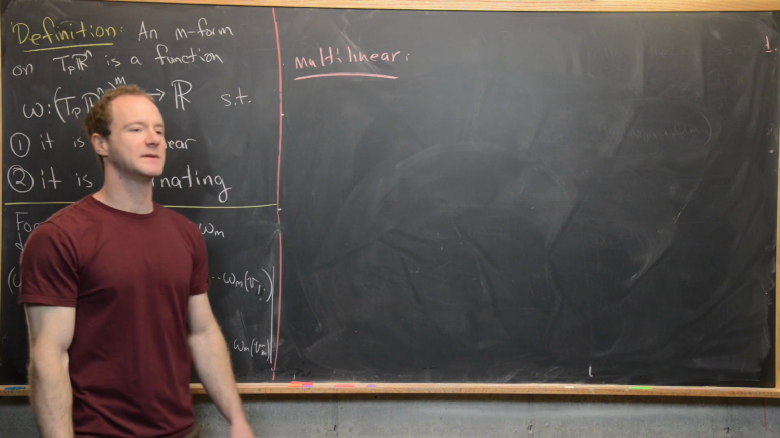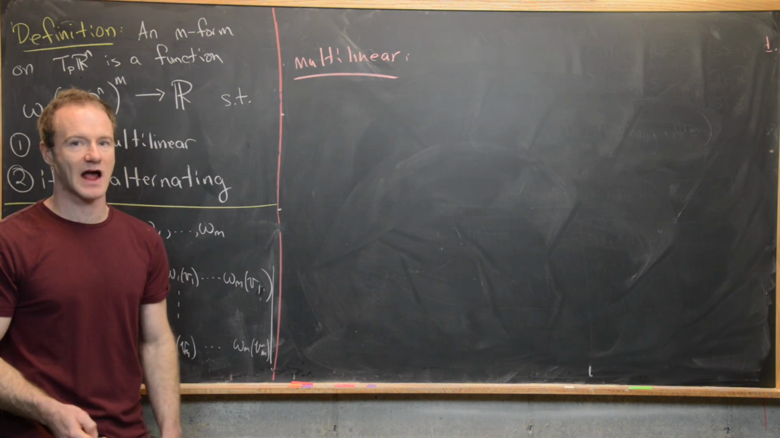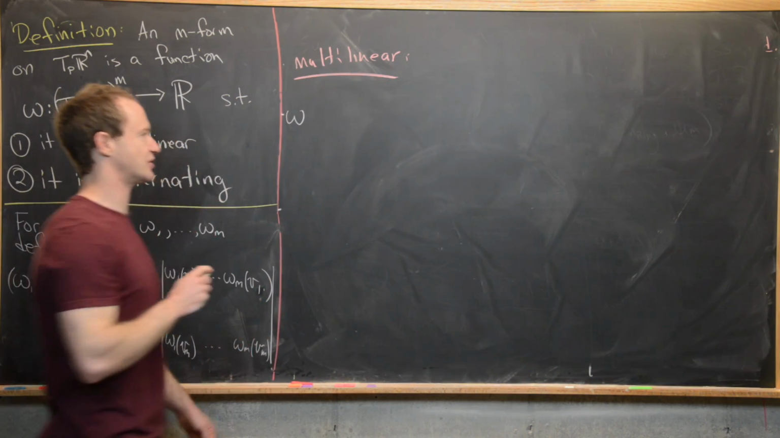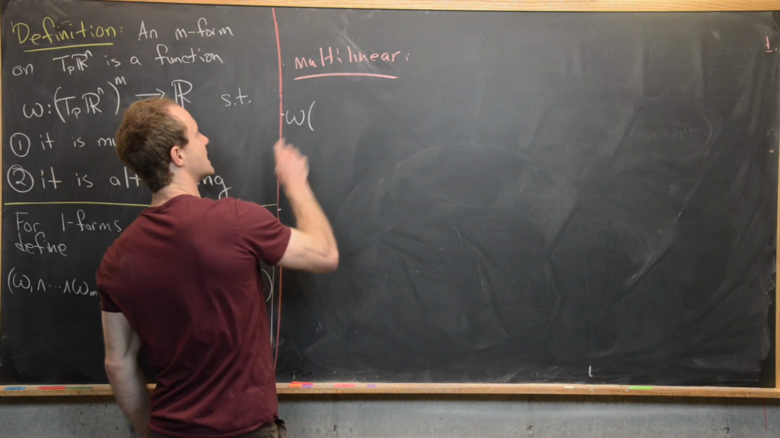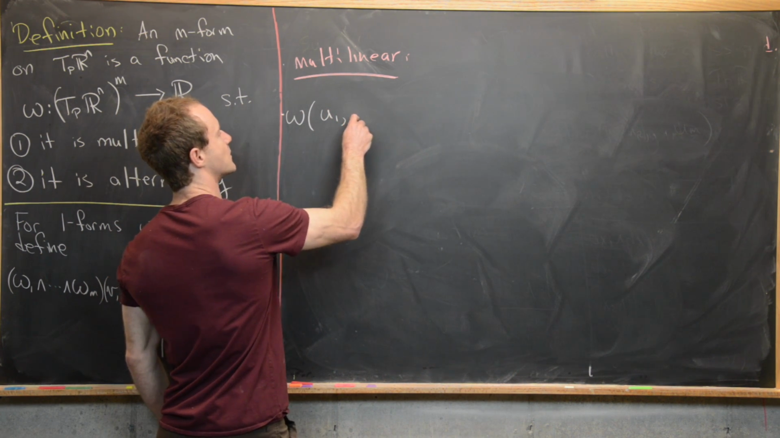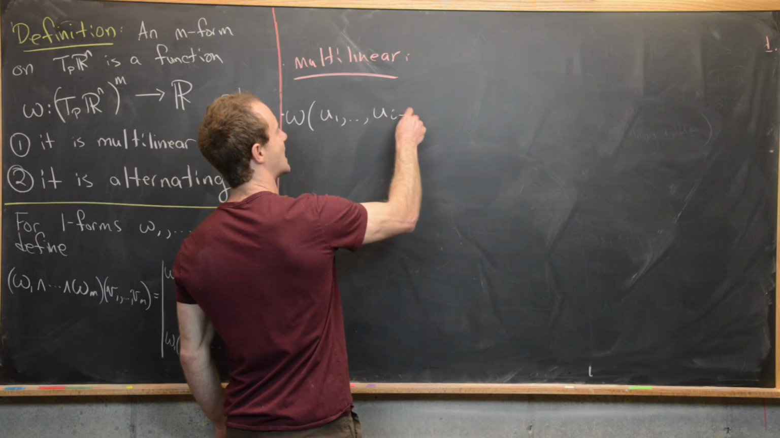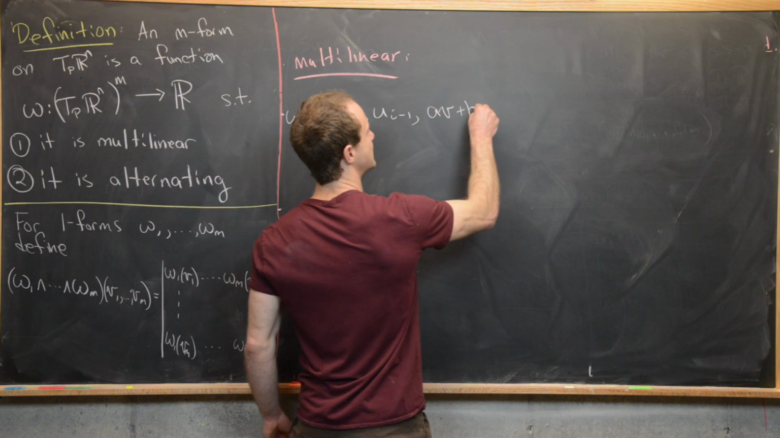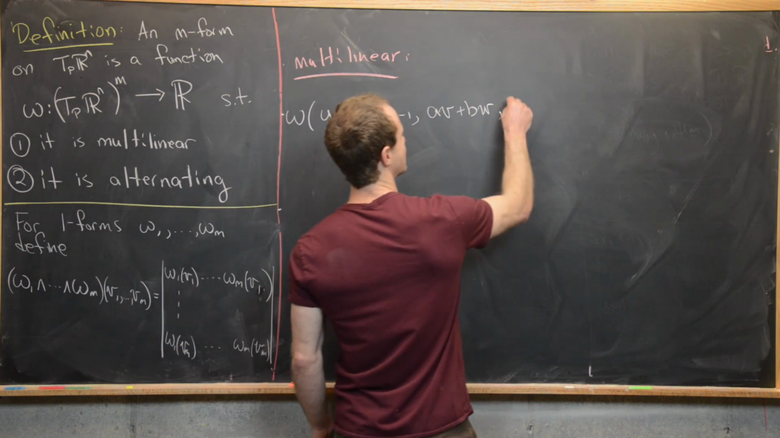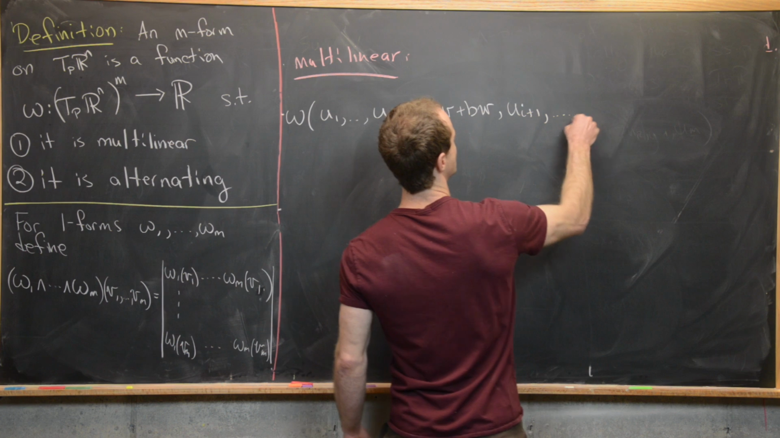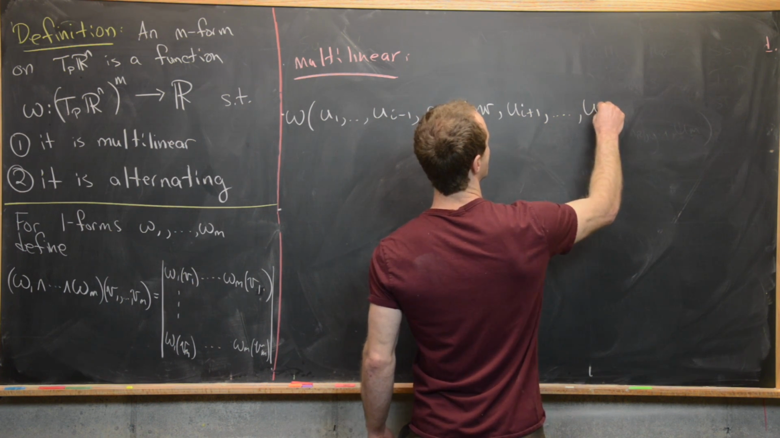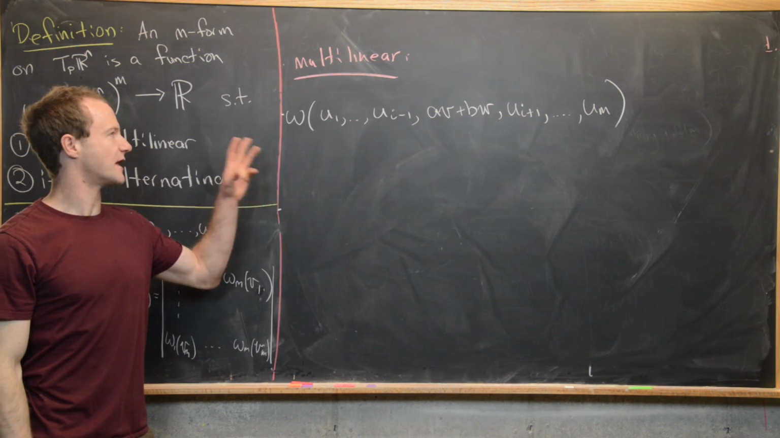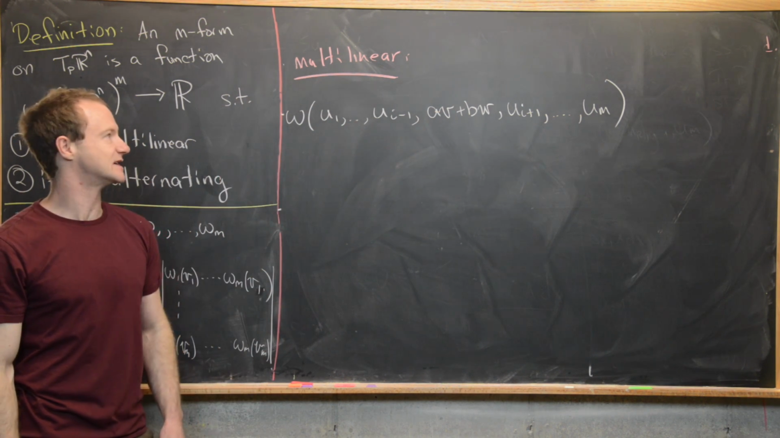Okay, so multilinear means that we can break up linear combinations that are happening in any of the entries of omega. So let's try to do this as generally as possible. Let's say we have omega, and then the first entry is u1, all the way up to the i minus first entry, let's call that av plus bw. And then in the i plus first entry, let's pick it back up with u_{i+1}, and then all the way up to um, because recall that omega has M entries in it because it's an M form.